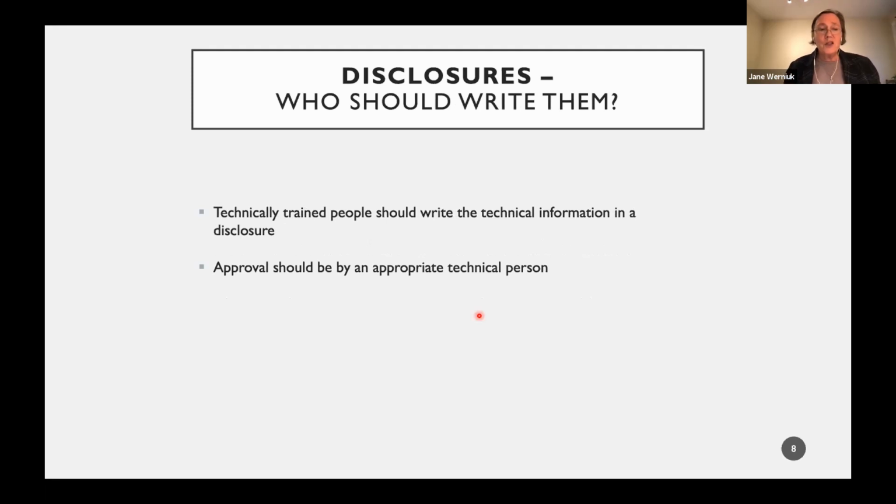Who should write a company's disclosures? To me, it makes sense that technically educated people should write the technical information in a disclosure. When written by non-experts, technical information is often not clear unless that person has been well trained on the job. Before any disclosure is released, the technical information in it must be verified and approved by an appropriate technical person. And for resource companies listed on a Canadian exchange, that person is called a qualified person.